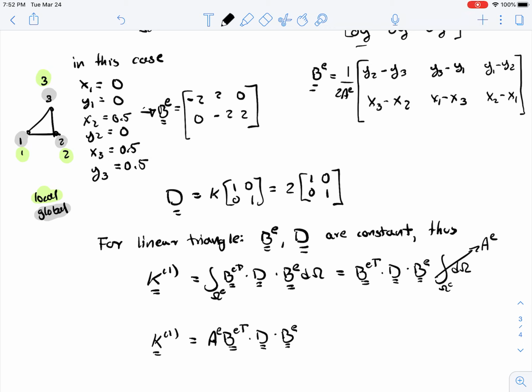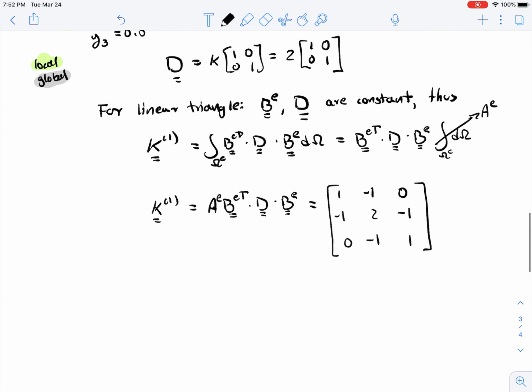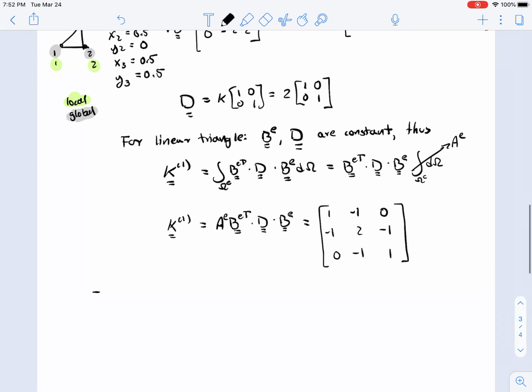Again, this is true for this particular case because all the gradients are constant, so we don't need to do any integral. Otherwise, you will have to do Gauss quadrature to integrate this. But in this case, we don't. We just do the matrix multiplication, and you can find that the KE matrix that we get from here is 1, minus 1, 0, minus 1, 2, minus 1, 0, minus 1, 1. You can check that for yourselves.